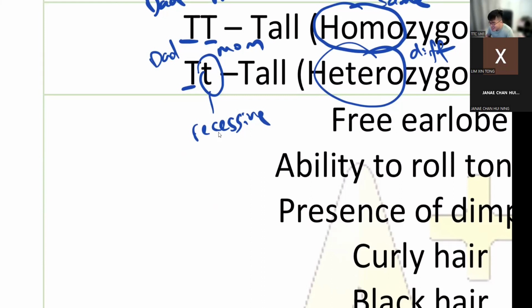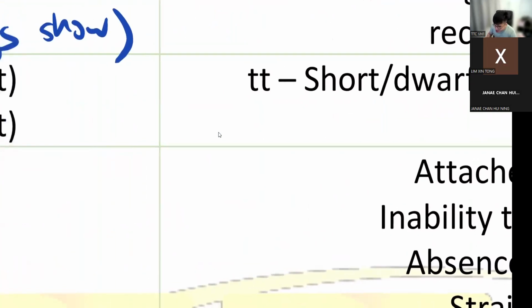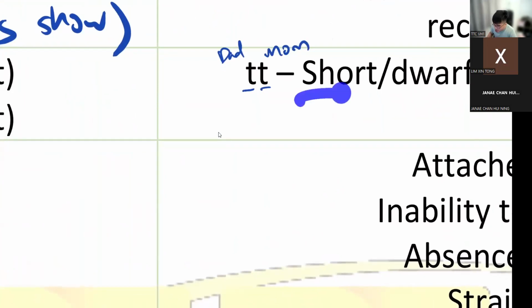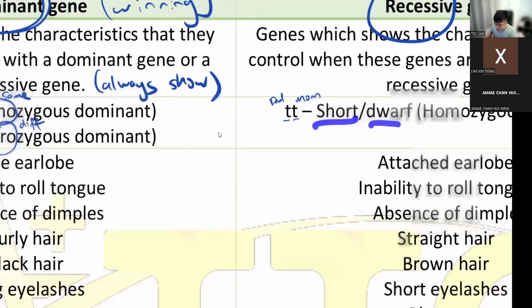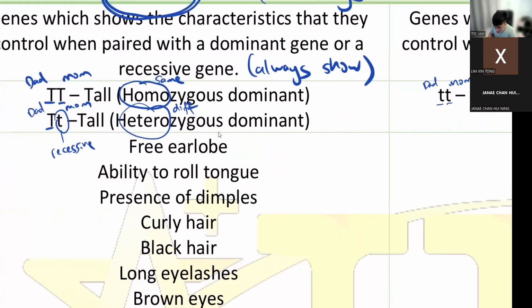Okay, what if you are the unlucky case? Your dad gives you a recessive, your mom gives you a recessive. This one you cannot do anything already, you will be short, or we call it dwarf. In this case, we call you a homozygous recessive. Why homo? Homo for same. Recessive, both are the same short. Same losing. This one is same winning. This one is different winning.